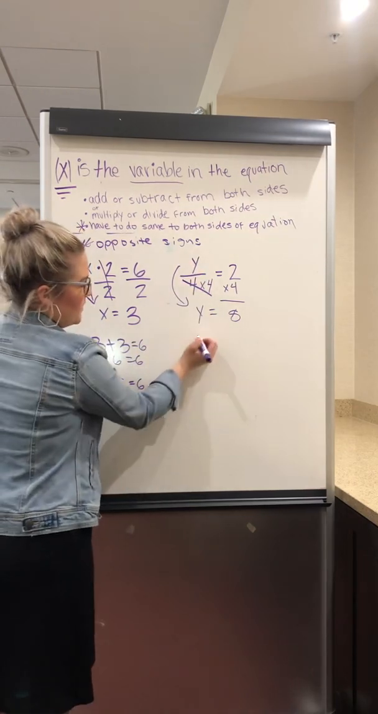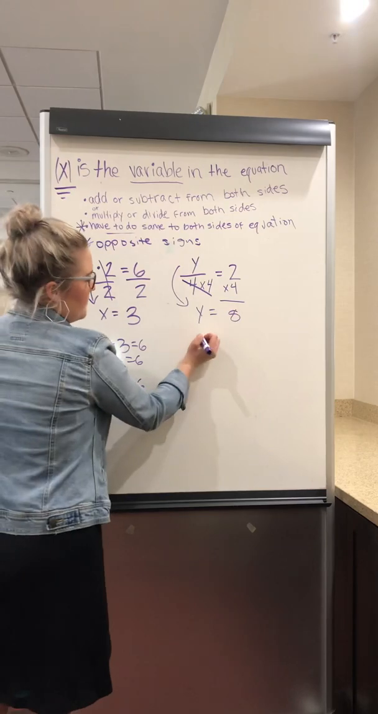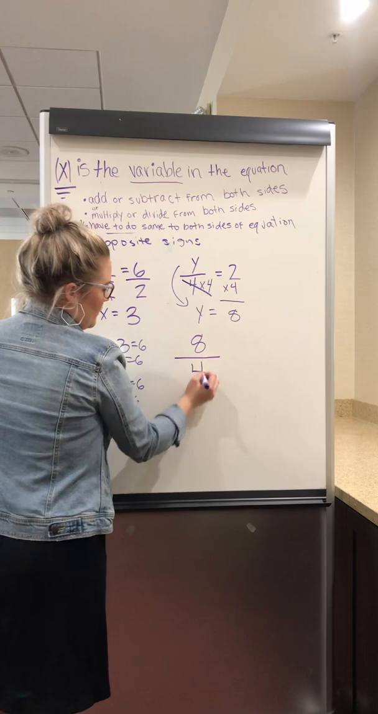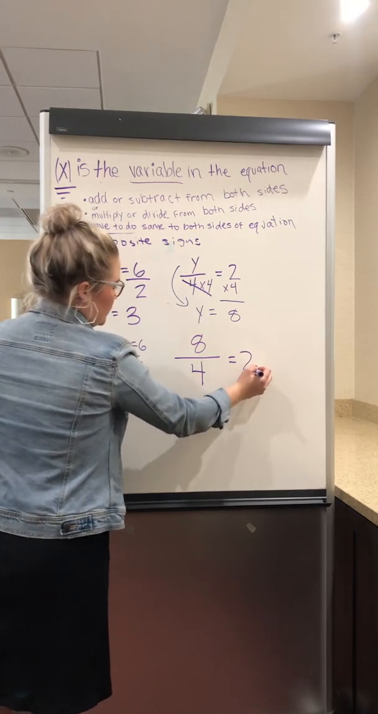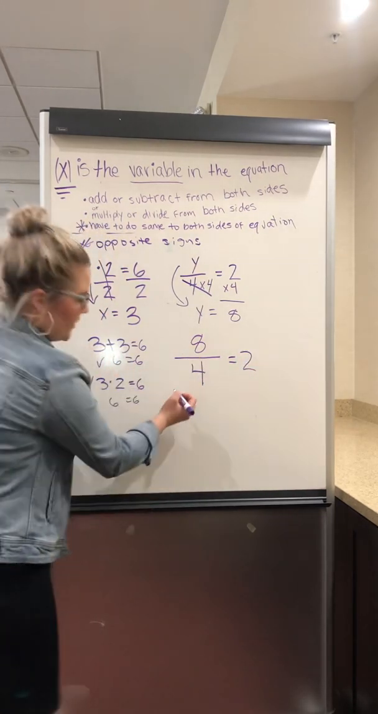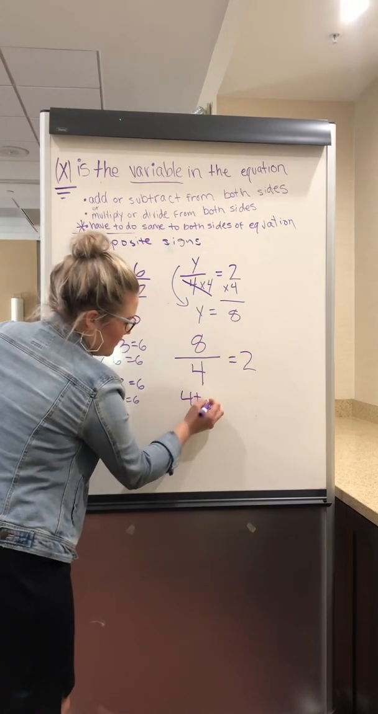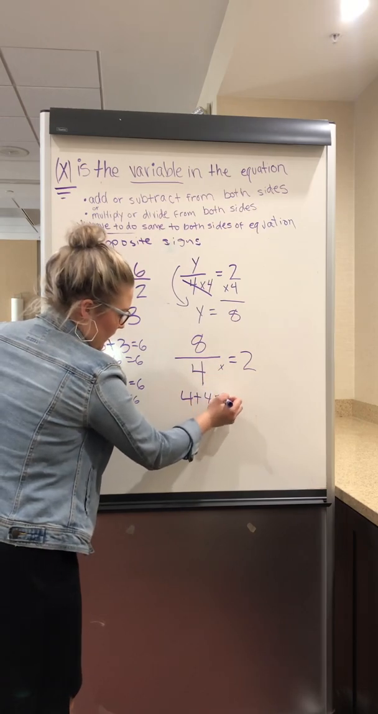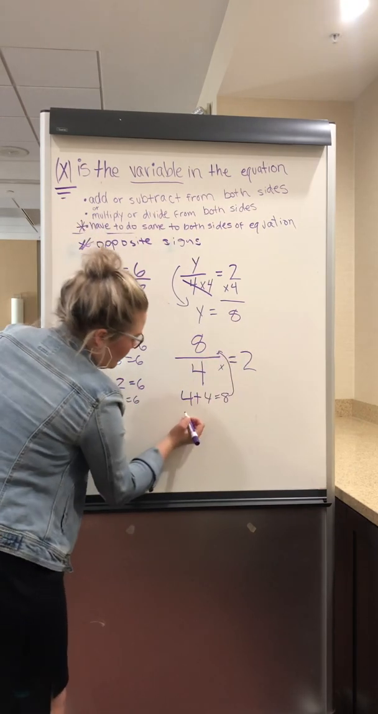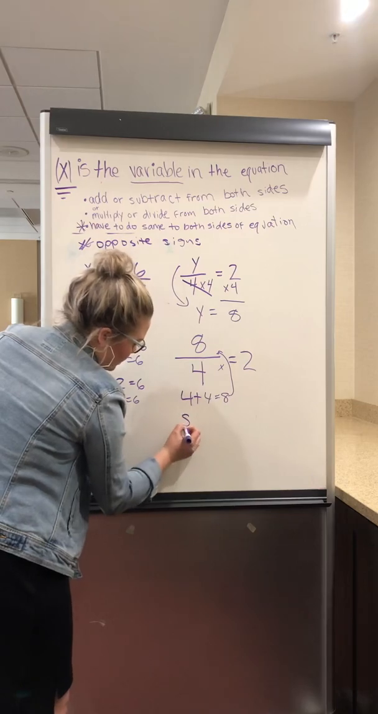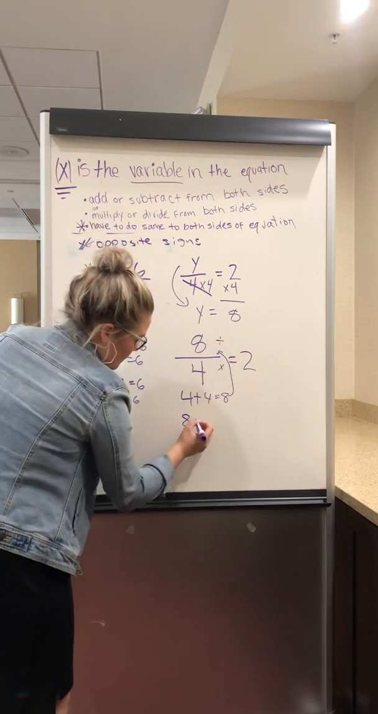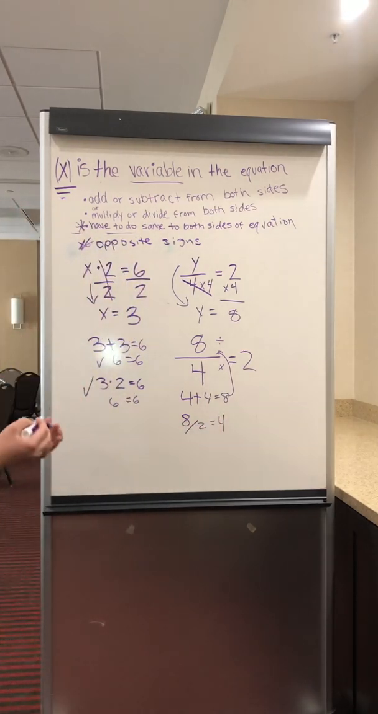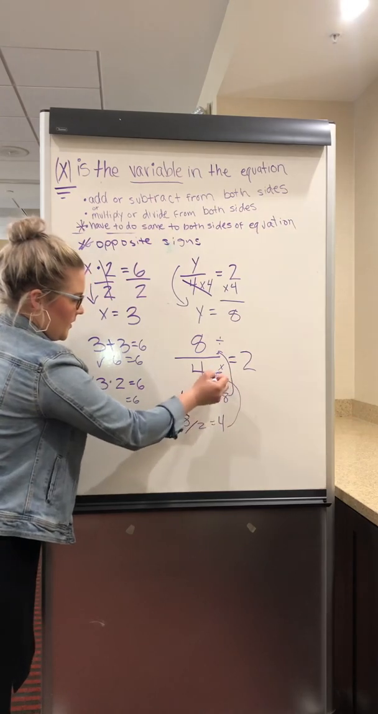Now let's check this one. I want to show it's the same. So 8 divided by 4 equals 2. So we can do this: 4 plus 4, because it's showing us that there's 2 4s, equals 8, which is your variable. Or you can do 8 divided by 2 equals 4, which is our denominator.